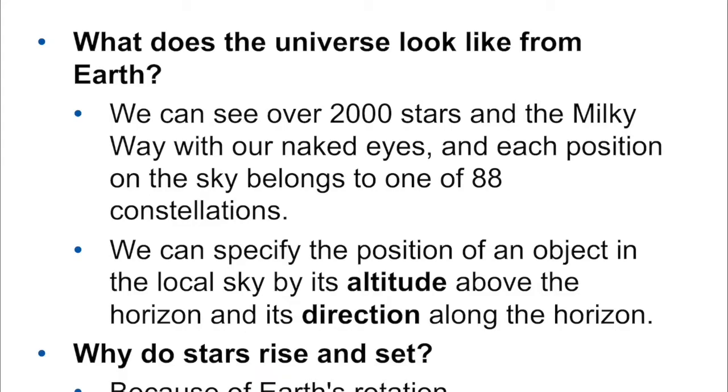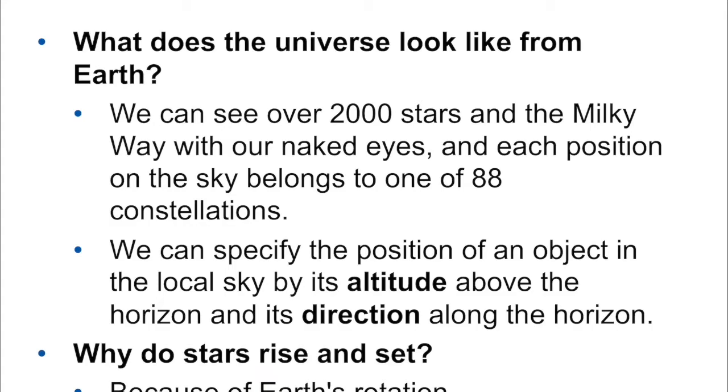So, quick summary here. We can see over 2,000 stars in the Milky Way with our naked eye. Every position on the sky belongs to one of 88 constellations. We can specify the position of an object in the local sky by its altitude and its direction along the horizon. We can also specify the coordinates of a star in the celestial sphere. I just added that, so it's a good note to consider.